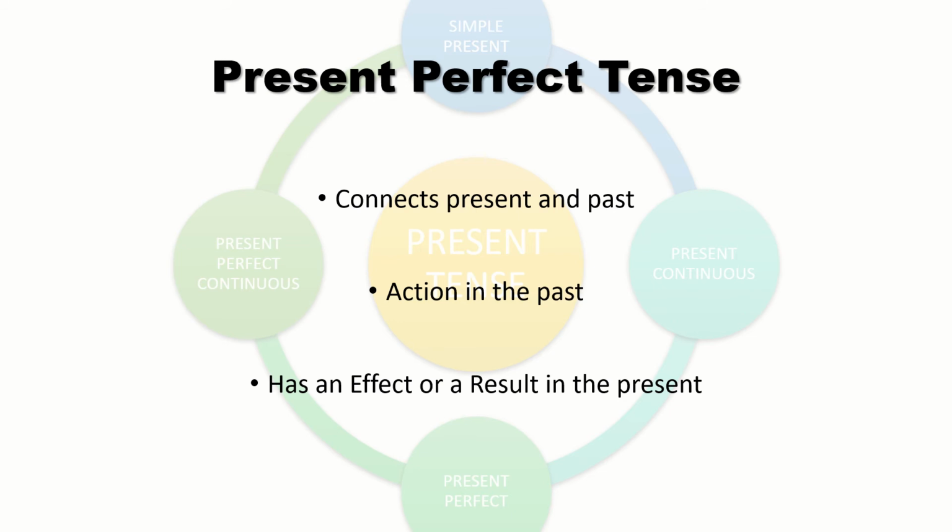The present perfect tense, children, is a tense that joins the present and the past together. An action has taken place in the past, but the effect or the results of this action is being shown in the present.